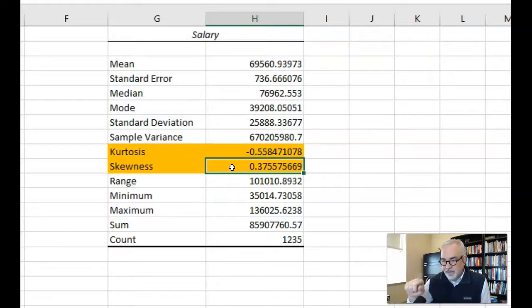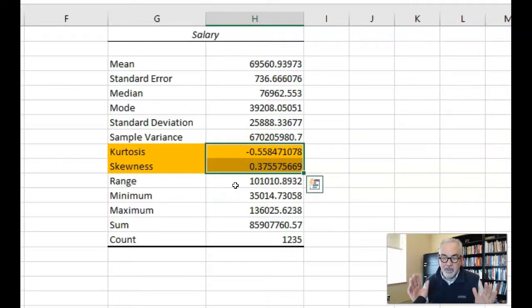If it's positive, the tail goes off to the right, so you have more data points on the left side. If it's negatively skewed, then the tail goes off to the left, which means there are more data points on the right side. So what we're looking for is figures that are between plus and minus 1. If our data points here on kurtosis and skewness are between plus and minus 1, then that's a good indication of normally distributed data. There are other ways of taking a look at this.